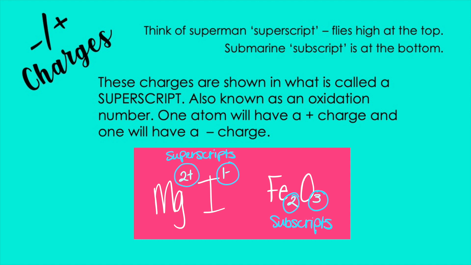So these charges are shown in what is called a superscript, also known as an oxidation number. One atom will have a positive charge and one will have a negative charge. If you think of superscript, think of Superman, superscript, it flies high, it's at the top. A submarine, which is a subscript, like H2O, the 2 is a subscript, that's at the bottom. So they're two different things. Make sure you remember that.